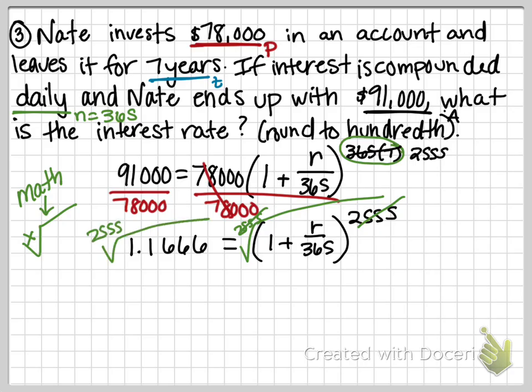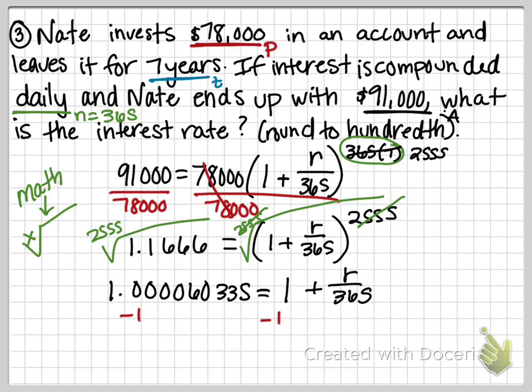All right, so round way out on this. Because it gives us 1.000060335. So just use what your calculator gives you. Because otherwise you're going to end up with 0, which doesn't work. So keep going way out for this part. Now to get R by itself, subtract 1 from both sides.